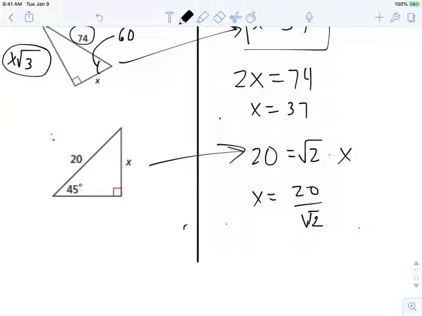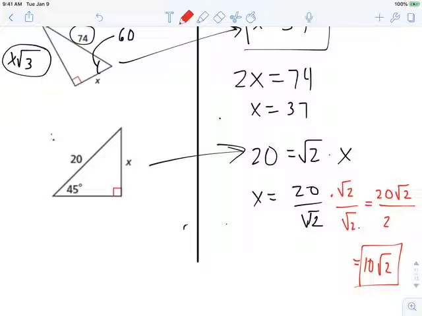And we're not going to leave that square root of 2 in the denominator. We're going to rationalize, times square root of 2 over square root of 2. So that's 20 square root of 2. What's in the denominator? 2. Well, what's 20 divided by 2? 10. So this is equal to 10 square root of 2. Do you see how we did it? Okay. We have to know the relationships for these special right triangles. If not, you're going to have a hard time solving these kind of problems.